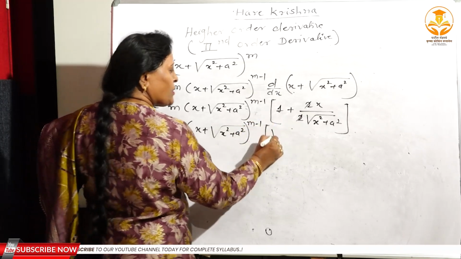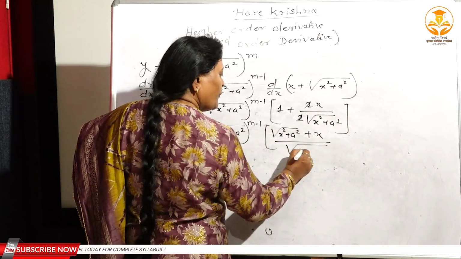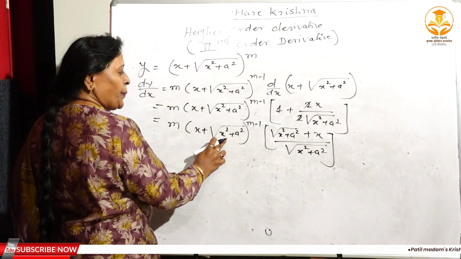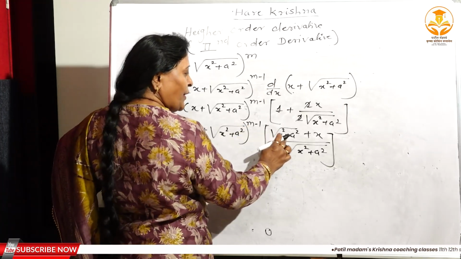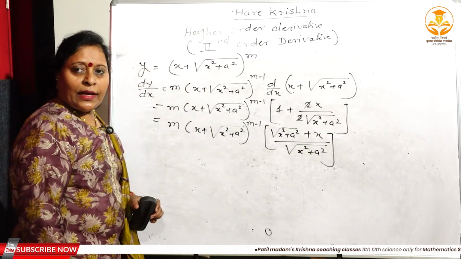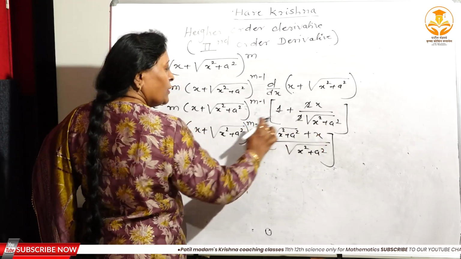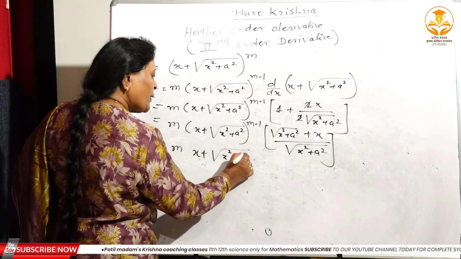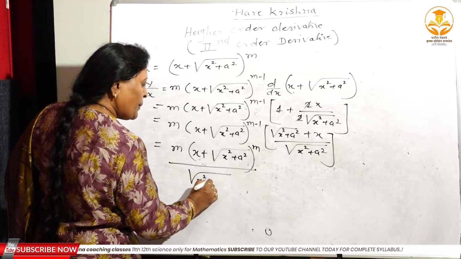Again here m, x plus root of x square plus a square whole raised to m minus 1. Here again cross multiplication, root of x square plus a square plus x divided by root of x square plus a square. Again, if you observe this, x plus root of x square plus a square, the power of this term, it is m minus 1. Same term is there, root of x square plus a square plus x, but its power, it is equal to 1. When the base is same, you can add indices. Here again m, this is m minus 1 and this is 1. So m minus 1 plus 1 means x plus root of x square plus a square whole raised to power m divided by root of x square plus a square.